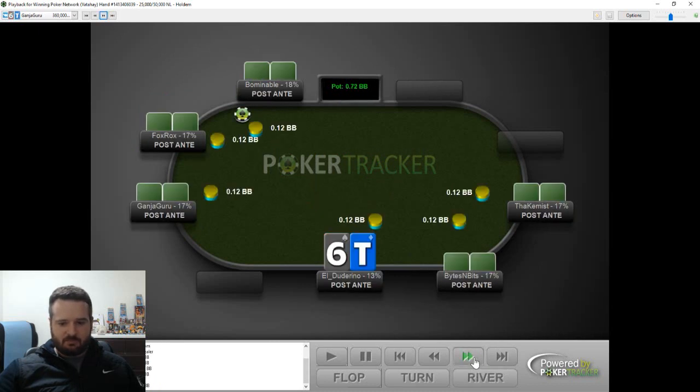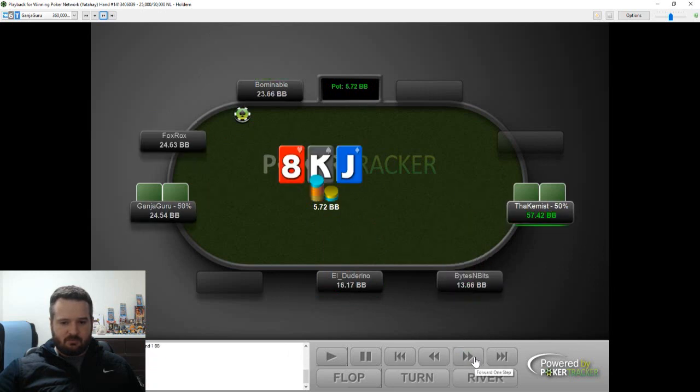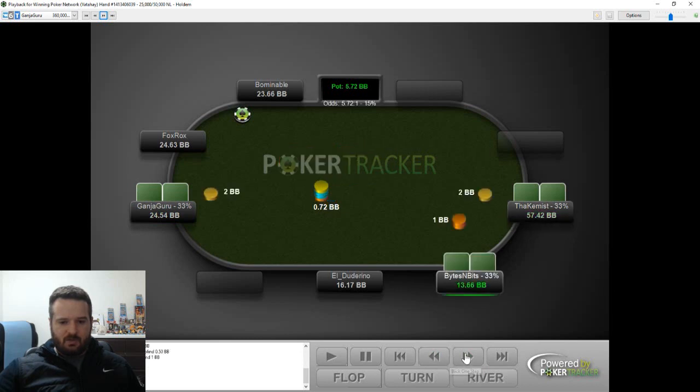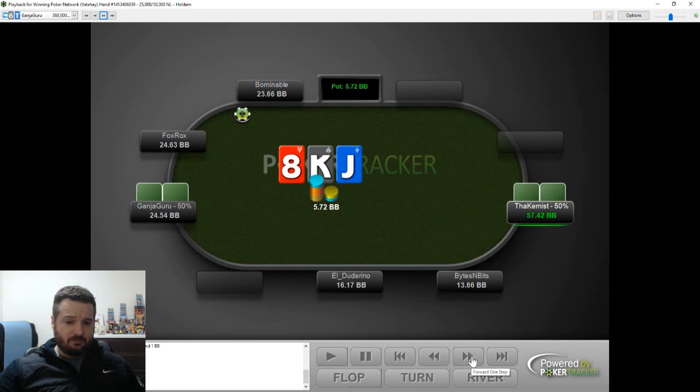Scooping it up. This is interesting that he's checking back here. I just feel like this is a really good board for the opener, one that he could probably get away with c-betting his whole range for, a third pot or a quarter pot. That's kind of interesting, especially with a guy that's been calling too wide. I would expect him to be more aggressive on the flop. Let's see what we see on the turn.